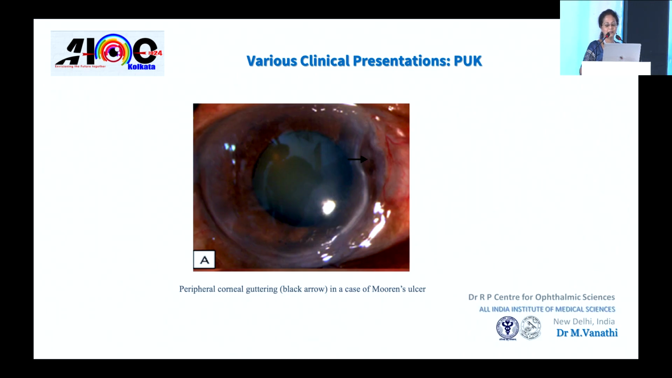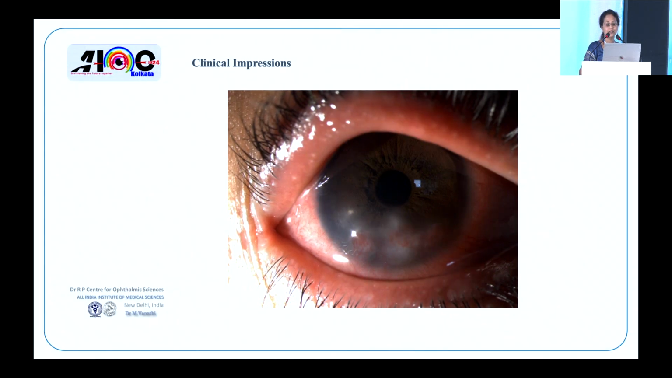Just to run you through quick examples before I stop here. This is how you're finding a large peripheral gutter which is also extending for quite a significant region, and what you need to watch is the thinning, because this might perforate in cases of Mooren's, and that would warrant an intervention.